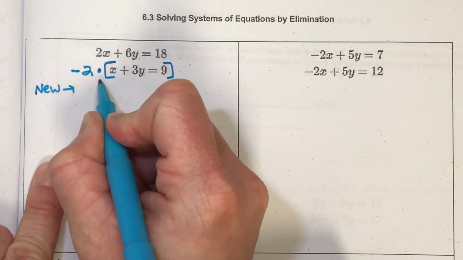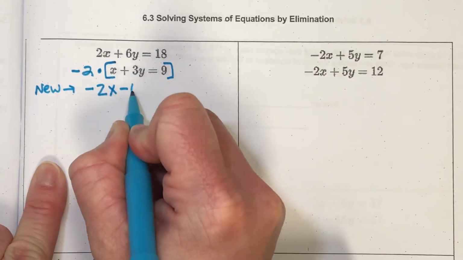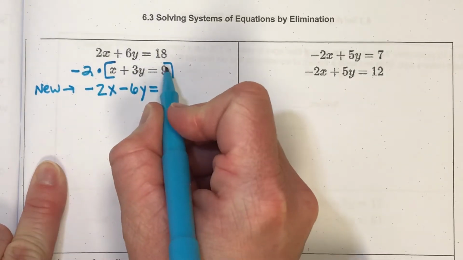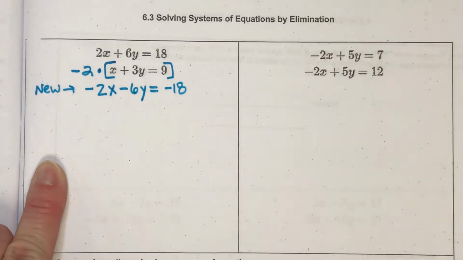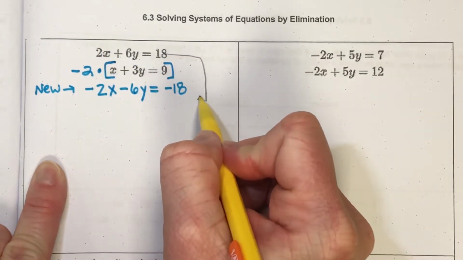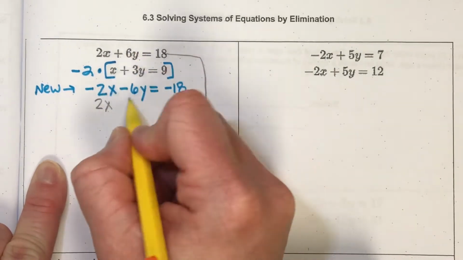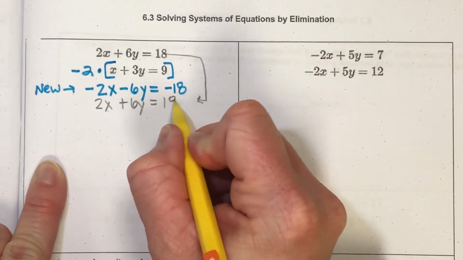So here's my new second function. When I multiply by negative 2, it's going to give me negative 2x. Negative 2 times 3 is negative 6 for the y, and that will equal negative 2 times 9, which is negative 18 here. And my top function I'm just going to rewrite, I'm not going to do anything to it here: I have 2x plus 6y equals positive 18.